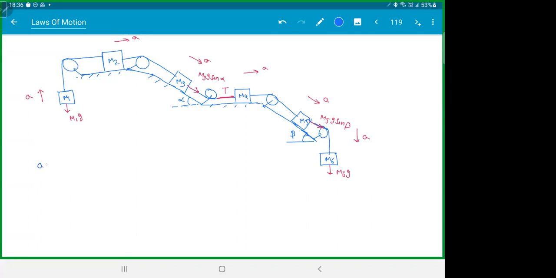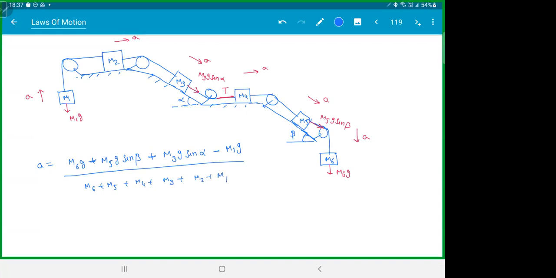If you look at the acceleration, M1g is actually opposing the motion. You should subtract it. So this will be M6g minus M5g sin beta minus M3g sin alpha. Sorry, plus. They are helping the motion. Minus M1g, divided by total mass. That's it. Single line, you'll get the answer. No need to write all the equations and solve. Like I said, it all depends on which side you're taking as positive. I have taken right. If you have taken left, you would have got M1g with all the signs reversed.